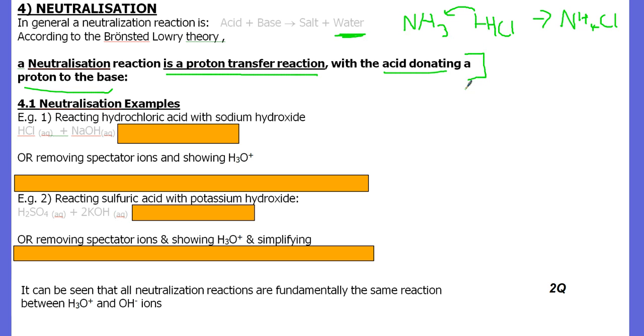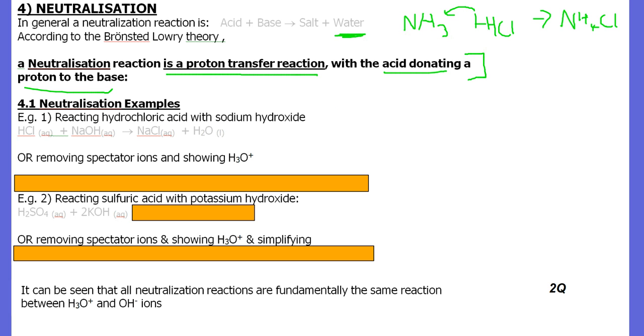So let's look at some examples. First of all, a strong acid and a strong base example. We've got hydrochloric acid and sodium hydroxide. You should be able to balance it yourself, so pause the video and have a go, then you can check your answer in a second. Let's see how you went. HCl plus NaOH goes to NaCl plus H2O. That's a fairly typical example of acid plus base goes to salt plus water.